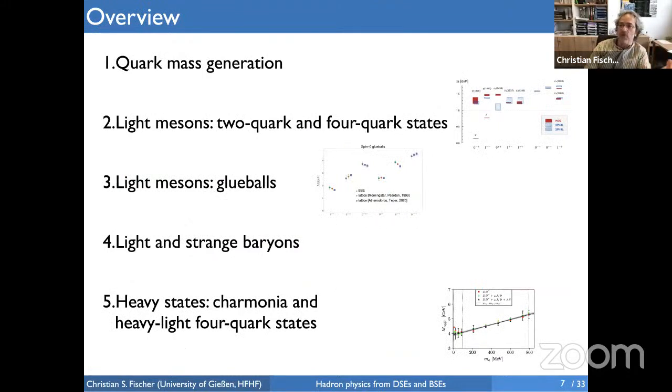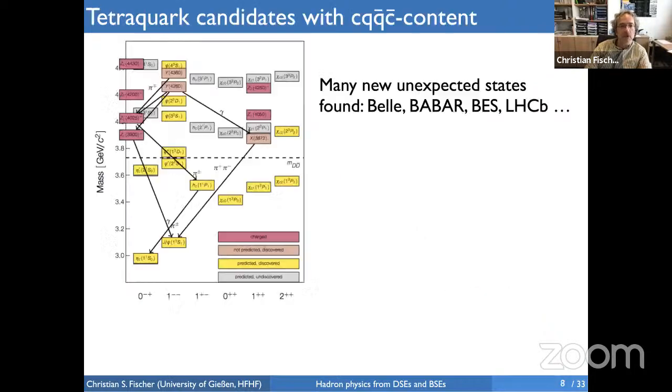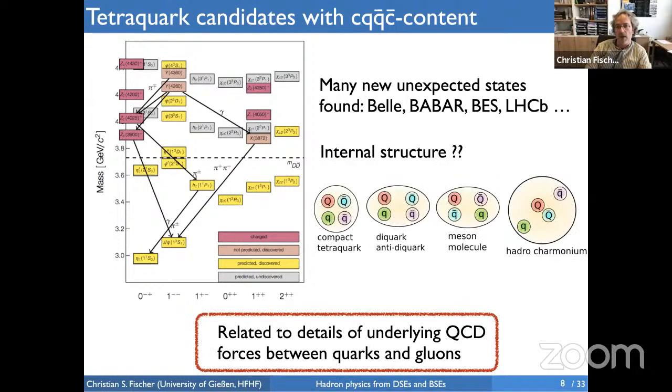So that's the picture behind dynamical chiral symmetry breaking, which generates this dynamical mass generation. And then we can take these quarks and do calculations for spectra. And we start with light mesons. Let me first motivate why it is interesting not just to look at conventional mesons, q-qbar states, but also at mesons which are more complicated, which do not only contain q-qbar, but qq-qbar-qbar. And this is motivated by experiment, since at experiments like Belle, BaBar, BESIII, or LHCb, many states have been found which do not fit the conventional q-qbar picture.